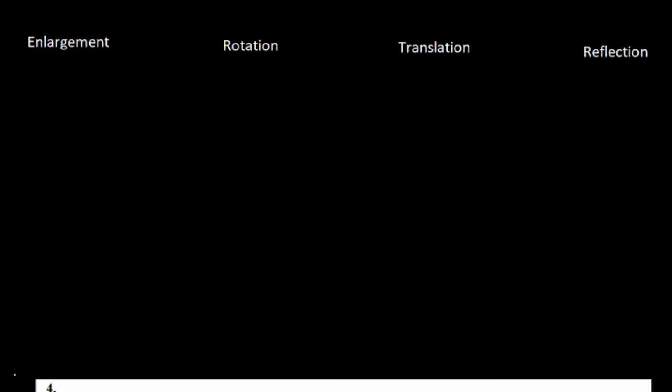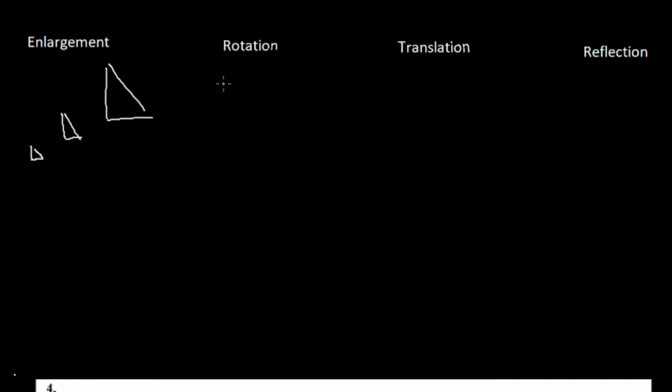Okay, I'm going to interrupt myself here and just quickly explain what enlargement, rotation, translation and reflection actually look like, because I'm sure some of you don't quite know that yet. So enlargement genuinely sounds like what it is. You'll have a shape and it'll be the same proportion, but the size will change. Sometimes it will get larger and sometimes it might get smaller. Okay, and that's what enlargement means.